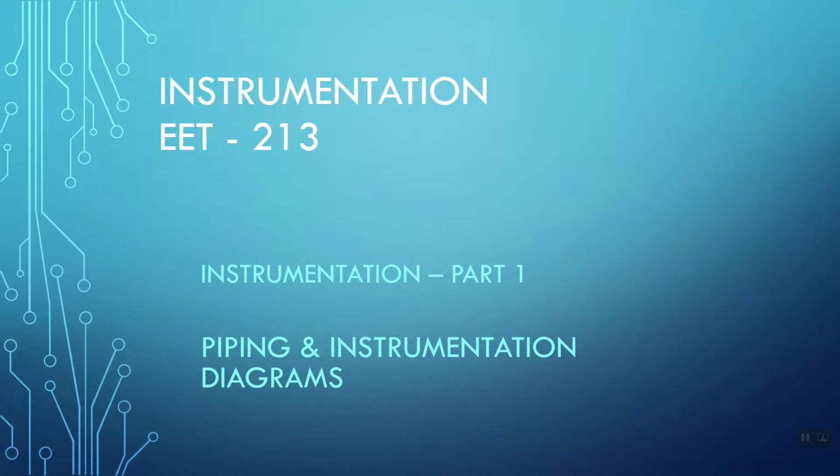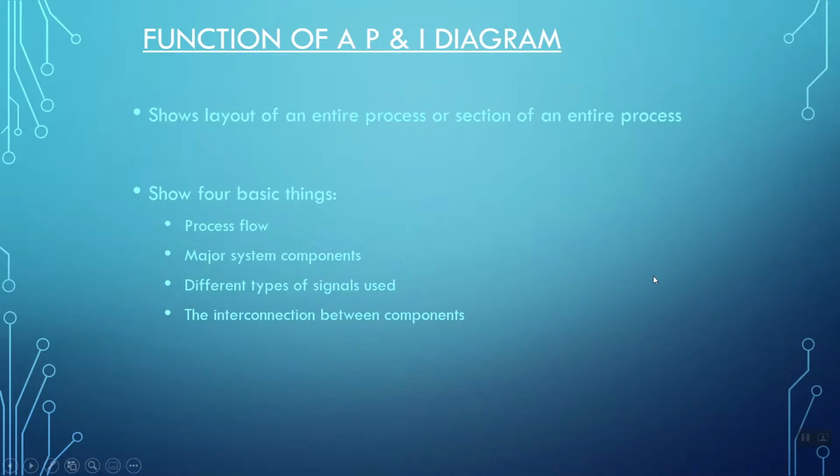All right, this is a section on instrumentation symbols. We'll be talking about piping and instrumentation diagrams. They are sometimes called process and instrumentation diagrams, so P and I. Either one is correct. Some people call it one thing, some people call it another. They show the layout of an entire process or a section or a portion of the process. Sometimes you'll have a piece on one page, a piece on another page, simply because it's so big.